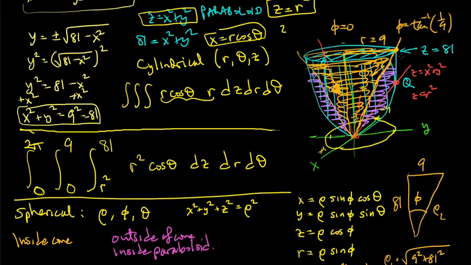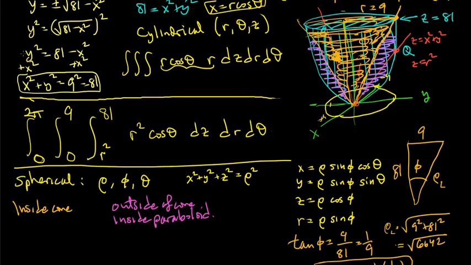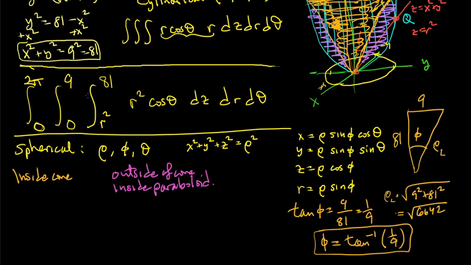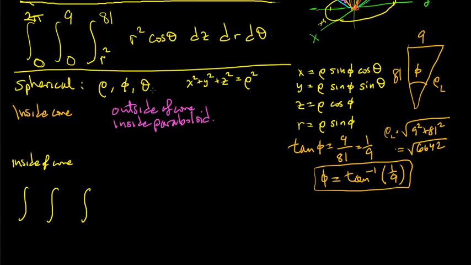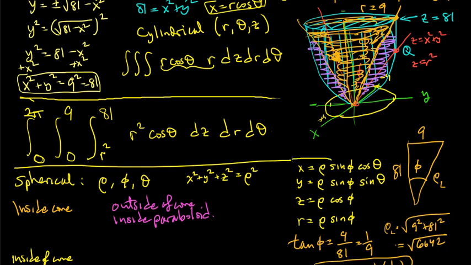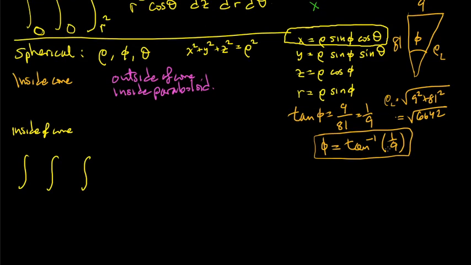Okay, so let's do the cone first. We'll do that down here. So this is the inside of the cone, and it's a triple integral. And what are we integrating? We're integrating x, which is all of this way over here: rho sine phi cosine theta.